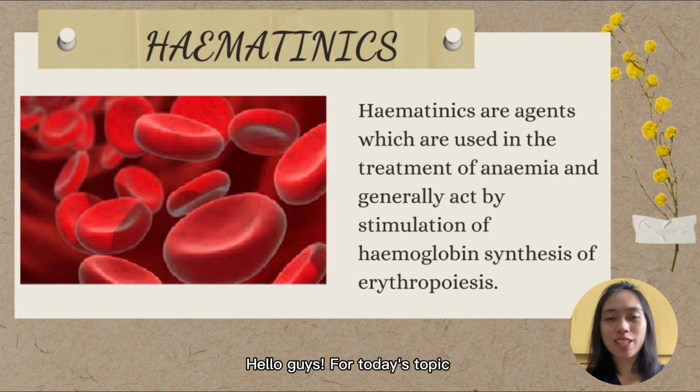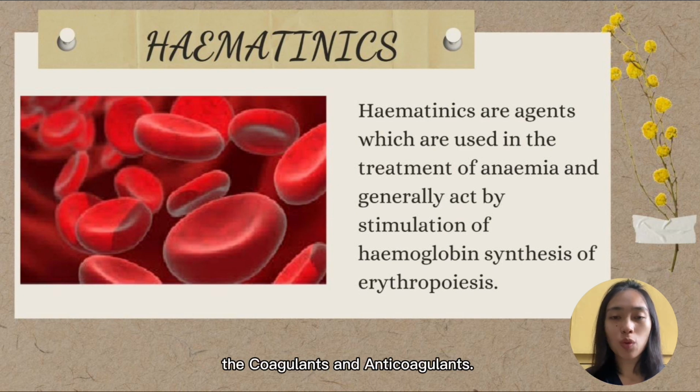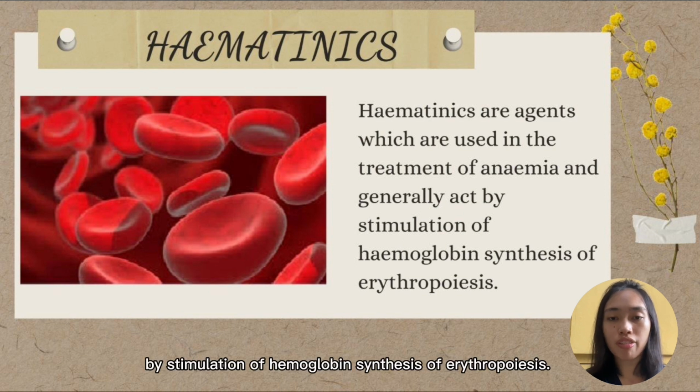Hello guys, today's topic is all about the hematinics, the coagulants, and anticoagulants. Hematinics are agents that are used in the treatment of anemia and generally act by stimulation of hemoglobin synthesis or erythropoiesis. The main hematinics are iron, copper, cobalt, vitamin B12, erythropoietin, folic acid, and anabolic steroids. Deficiency in hematinics can lead to anemia.